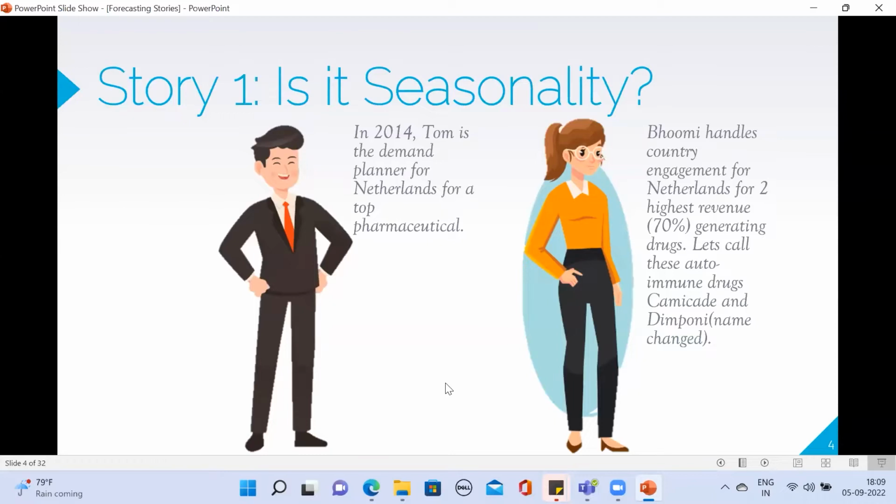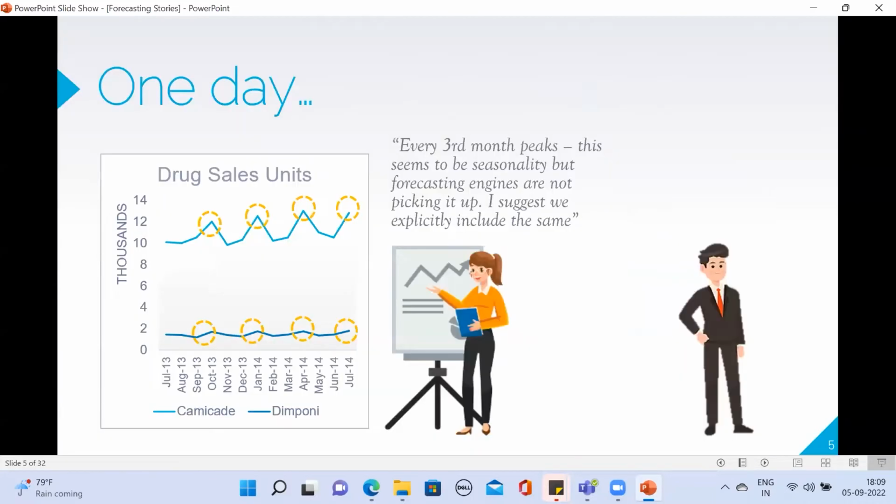So in one of the syncs between Tom and Bhumi, she explains to Tom that there is something funny that's happening. You know, that when we look at the sales of Camicade and Dimpany in the left-hand side graph, every 3rd month for some reason is peaking. It has a higher sale. And for some strange reason, our forecasting engines, our algorithms are not picking that up. We are not seeing that trend in the forecast, that pattern in the forecast, right?